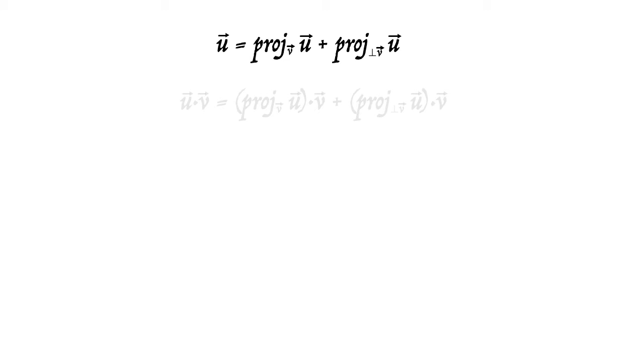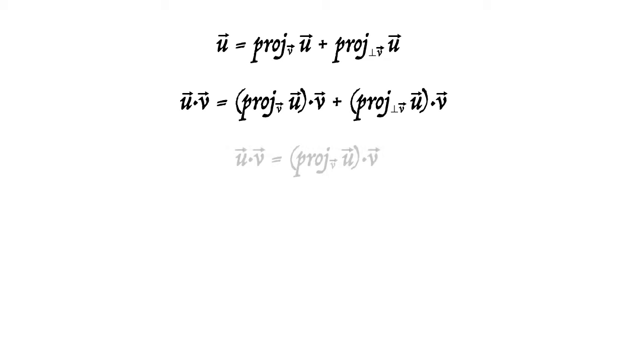We can write the vector u as the sum of the projection onto v and the projection orthogonal to v. We then take the dot product of both sides of this equation with v. Since the dot product of orthogonal vectors is 0, we can ignore the final term.